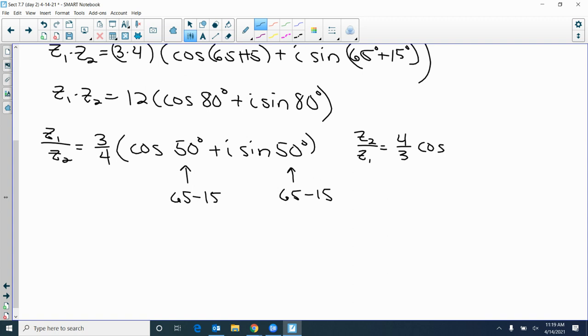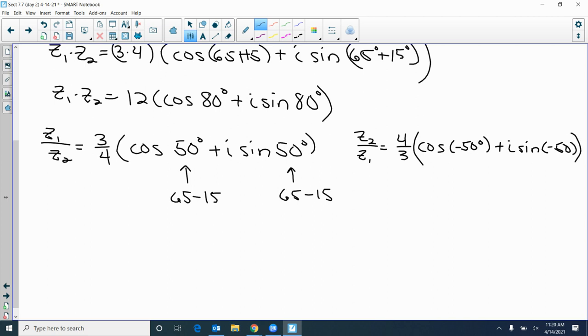Cosine of what, though? We've got to subtract in that order, so it's going to be 15 minus 65, which is what? 310. Well, it's negative 50. So then I'm going to start with that. You're right, but I'm going to start with that. Negative cosine of, so when you subtract, it's going to be negative 50 plus I sine of negative 50.